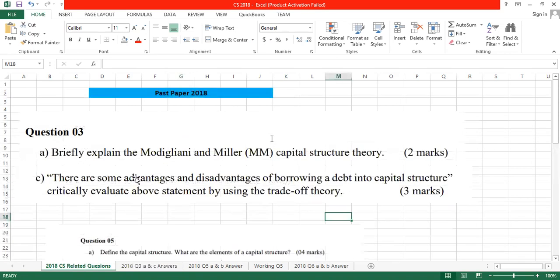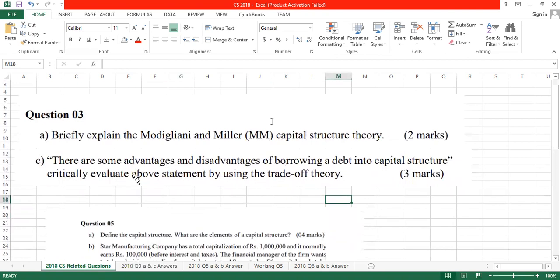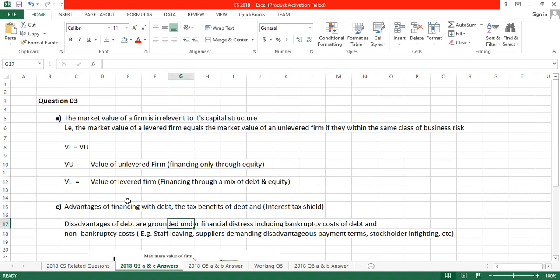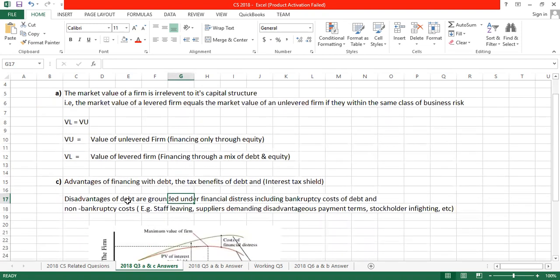The next question is, there are some advantages and disadvantages of borrowing debt into capital structure. Critically evaluate the above statement by using the trade-off theory. First, we will discuss the advantages of borrowing debt. Next, we will discuss the disadvantages. These are the advantages of borrowing debt.